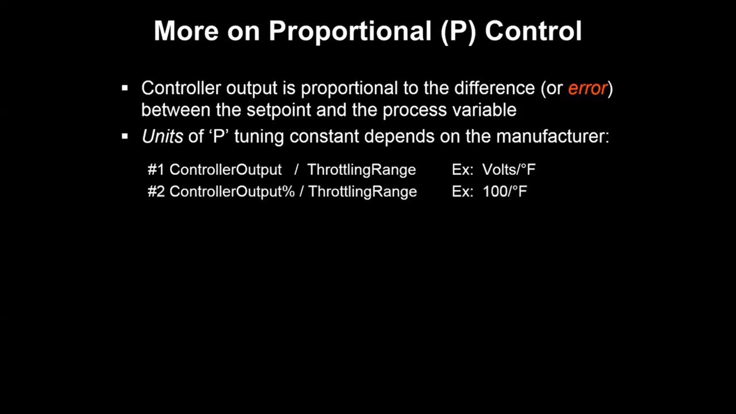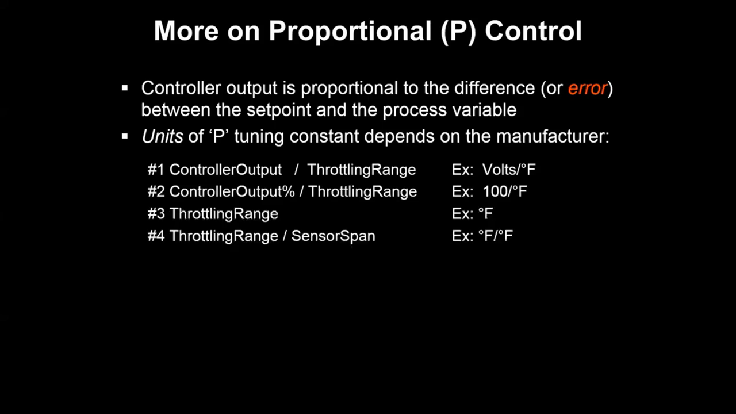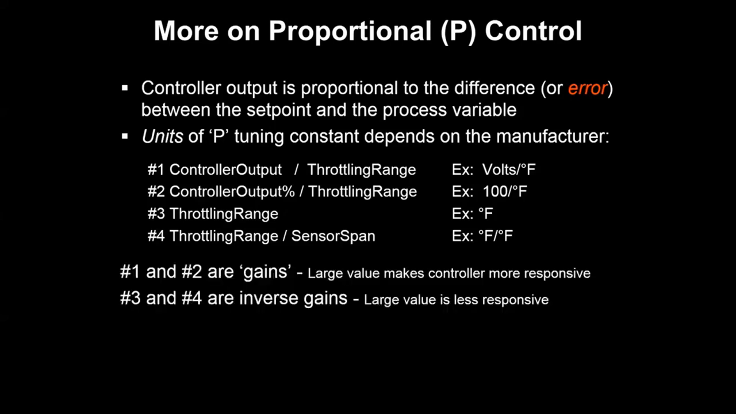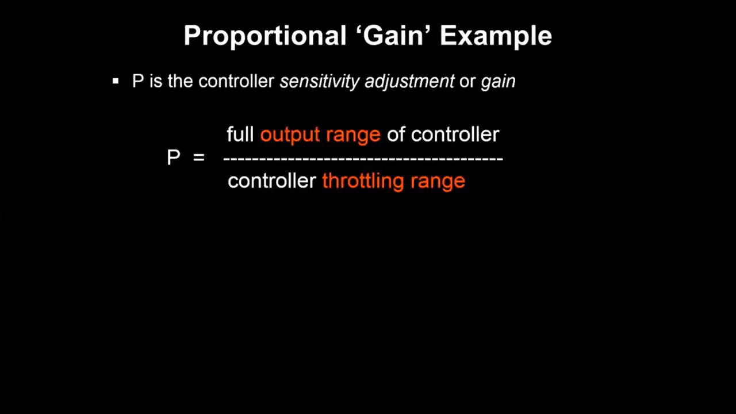You could look at that controller output in terms of percentage, you could look at just the throttling range, or you could look at the throttling range in something called sensor span. Now, we don't need to be experts on all these definitions, but it's important to recognize that some of these units may be in terms of gains, meaning the larger you make that P value, the more magnitude of response you're going to give your system from that P variable. And some of these are inverse gains. With the way those different units are rearranged, we can make a bigger value have less response from our P factor. Let's do a quick example to see what that looks like.